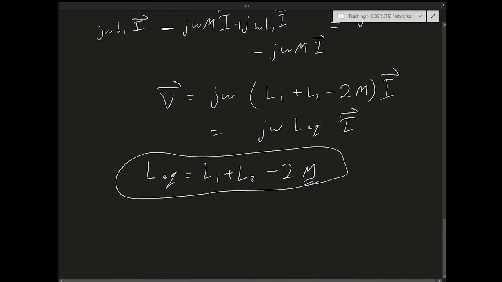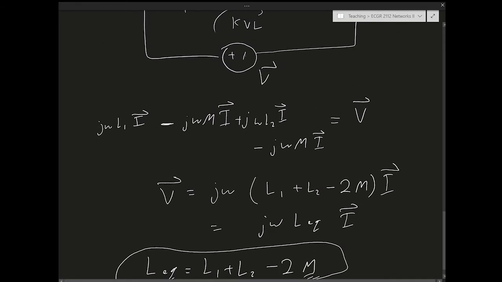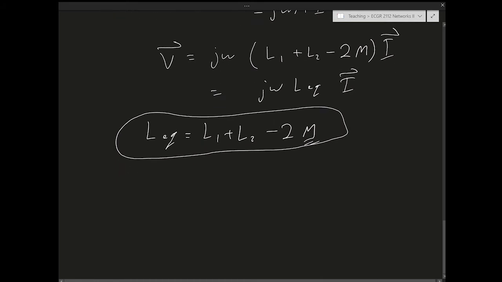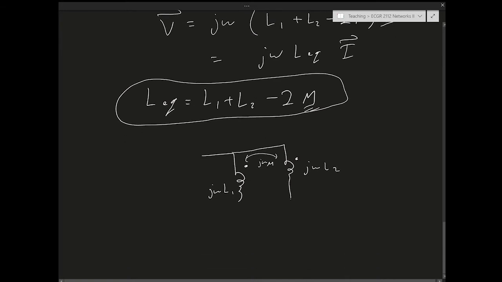So that's case 2. What are the other cases? Well, we examined connecting the coils in series. The other 2 cases have to do with connecting the coils in parallel. If I take those 2 coils and connect them in parallel this way, with the dots aligning, L1 j omega L2, and there's M, j omega M in between. The question now is what is the equivalent inductance here?